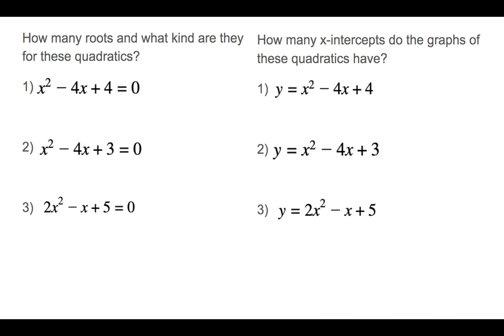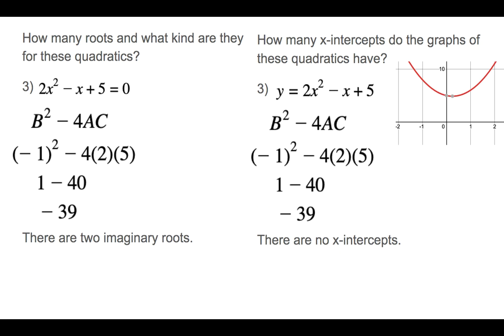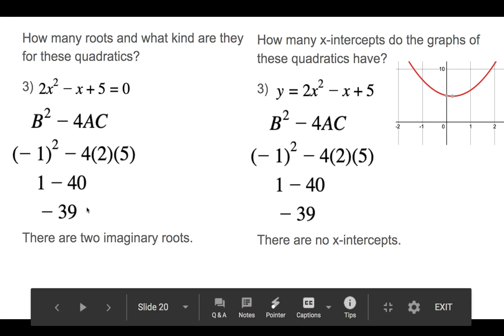And finally, question number 3. See if you can use the discriminant to find the answers to those 2. And we find here we got a negative value for the discriminant. That means it's going to be the square root of a negative number, meaning we have 2 imaginary roots, or you could say 2 complex roots, meaning that this graph never crosses the x-axis. There are no x-intercepts.